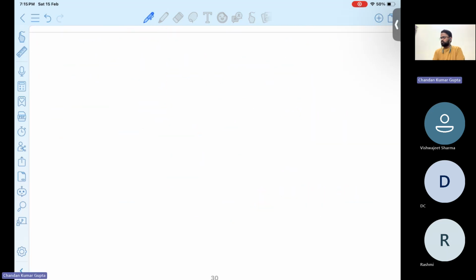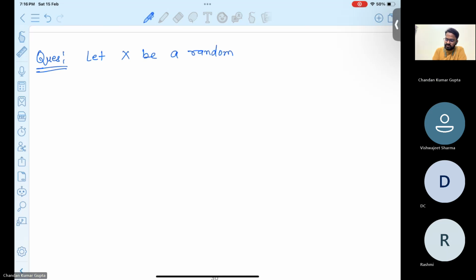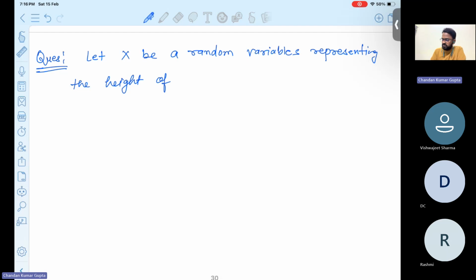Now we have some more questions. Like suppose X is a random variable, which is the height of adult males in a certain city. Let X be a random variable representing the height of adult males in a certain city.